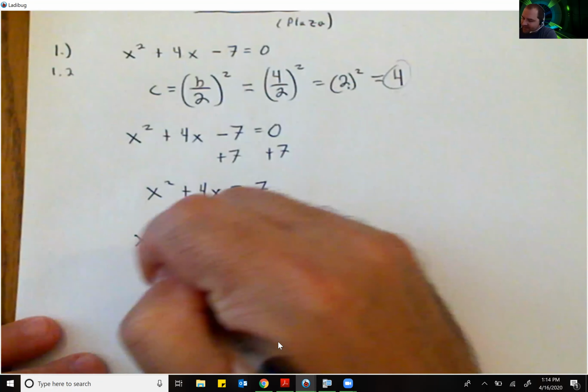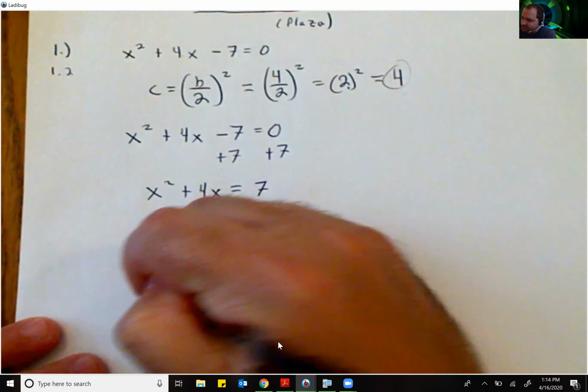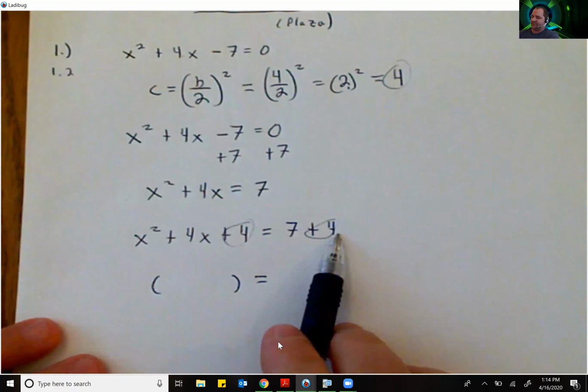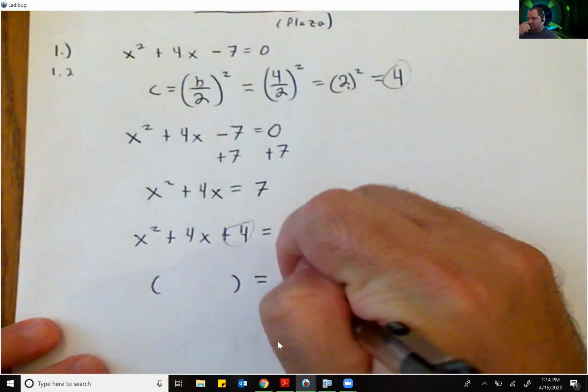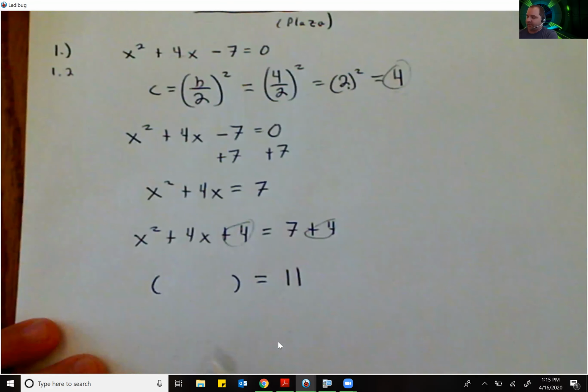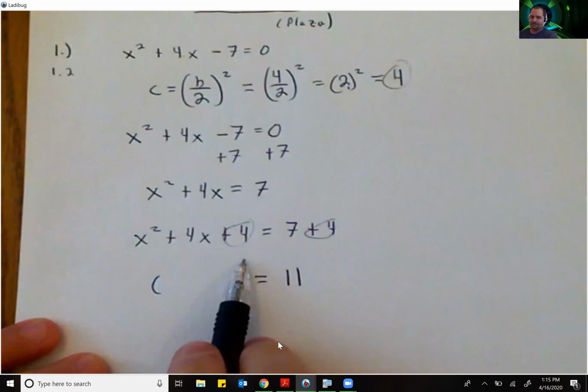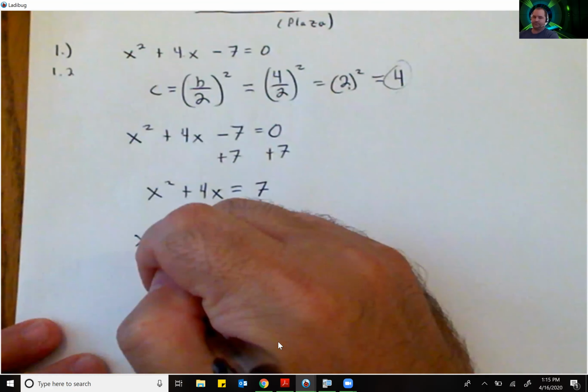Because I'm going to show you a fast way that this thing factors. So right over here, all we're going to do is put like terms together. 7 plus 4 is 11. And this side right here is going to factor into a parenthesis squared. And so inside here, you're going to have x.